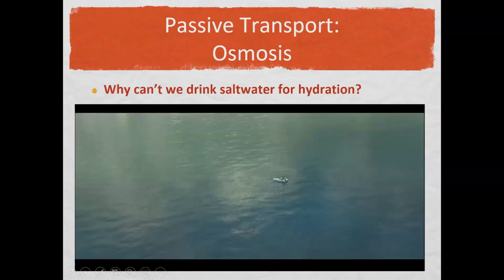Consider this question. We take in water for hydration, right? To keep our cells plump and functioning. We need that water to survive. So why can't we drink salt water as a way to hydrate ourselves? We're stranded in the ocean, we're surrounded by water, but it's salt water. Why can't I drink that and help keep myself alive that way?